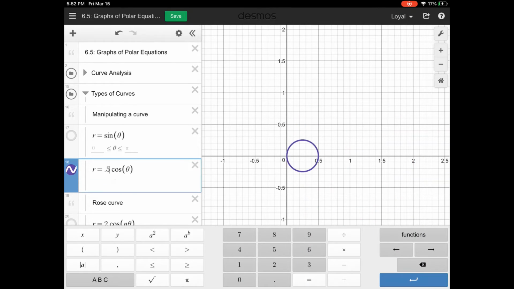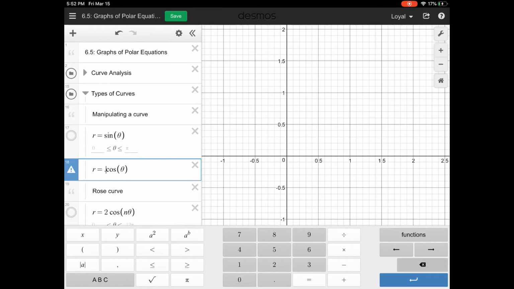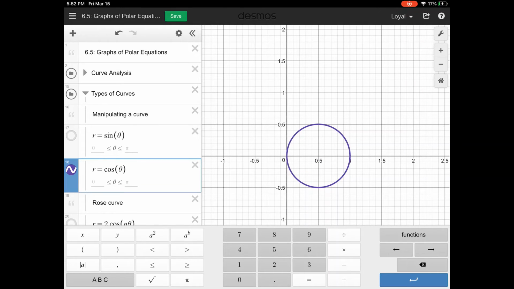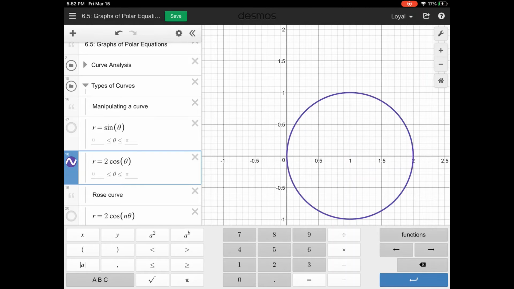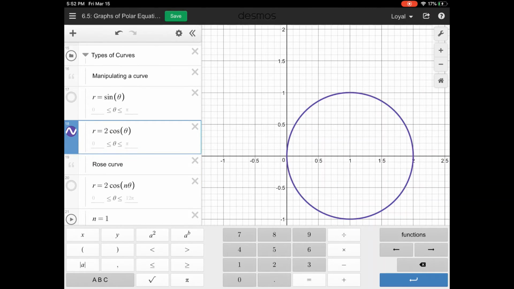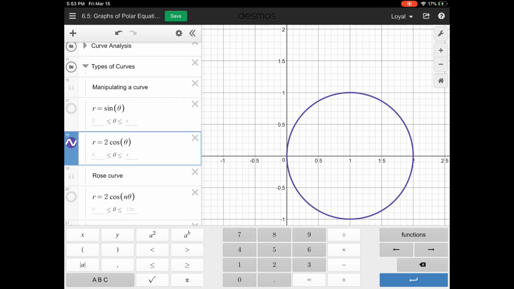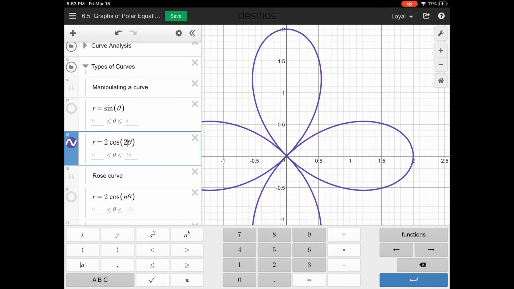We could also make it 0.5, and we'd have half the size of the circle, and so on. So let's just keep this at 2 for now. Now let's see what happens if I decided to manipulate the theta itself, and I made it 2 theta. Well, we get something really interesting. This weird rose petal looking thing.